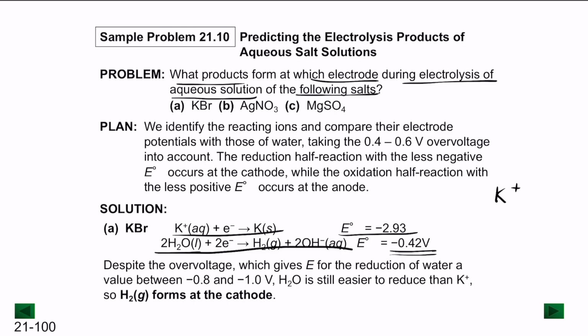So when you calculate the cell potential, you have negative 0.42 minus of negative 2.93.